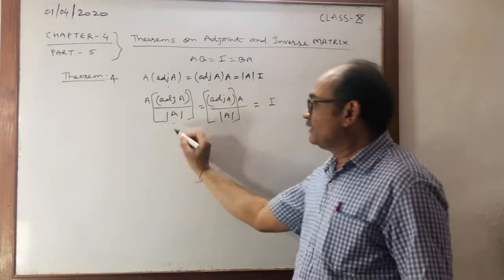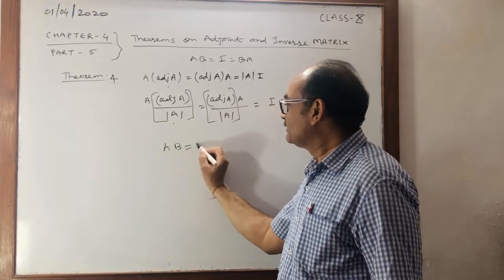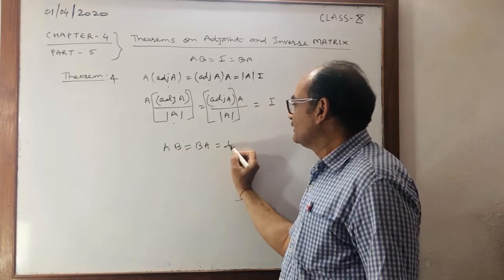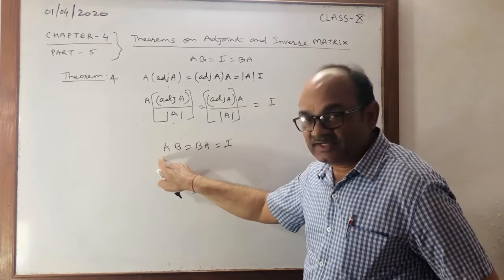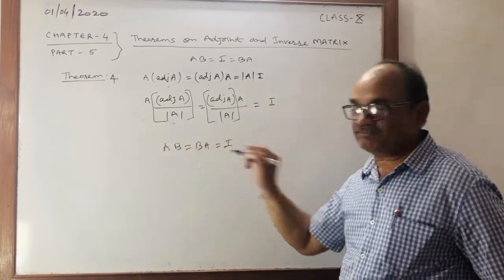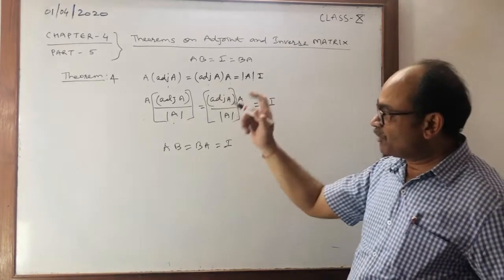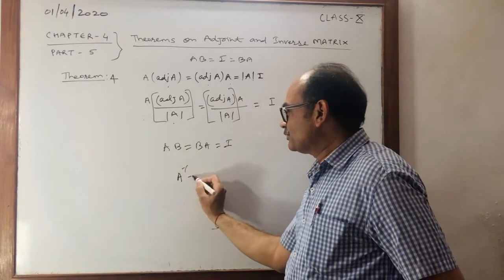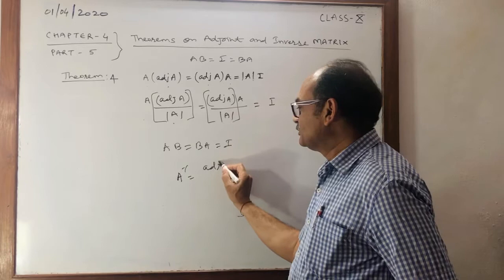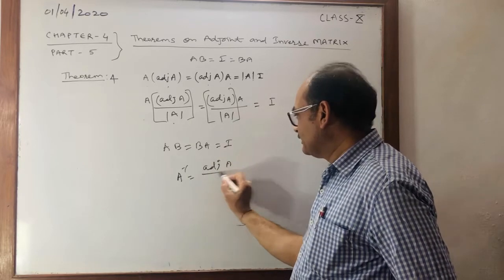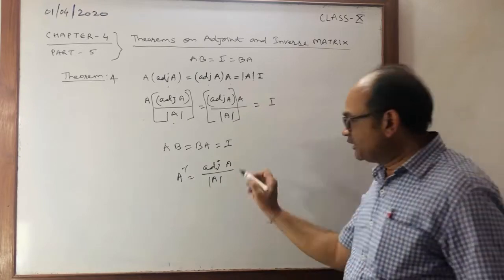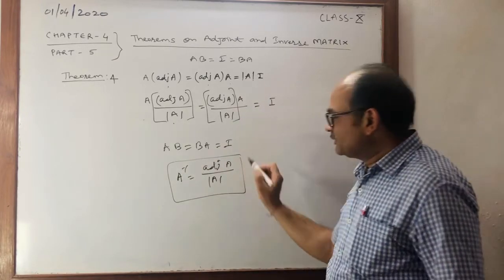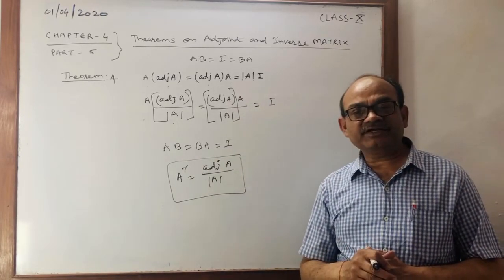It means if it is AB or BA, then B is the inverse of A or A is the inverse of B. Here we want to calculate the inverse of A, so the inverse of A we can write as adjoint of A divided by determinant value of A. This formula we can use in many questions to calculate A inverse.